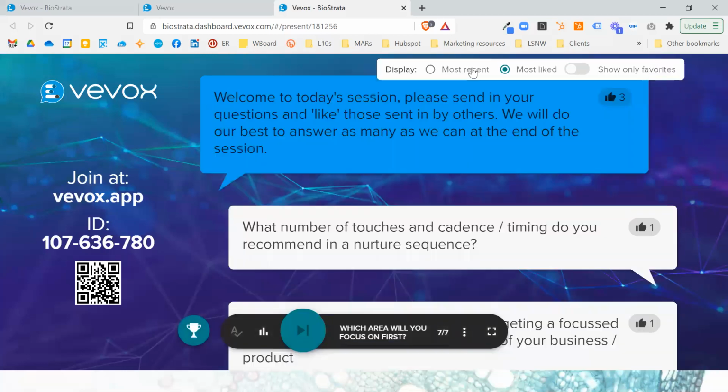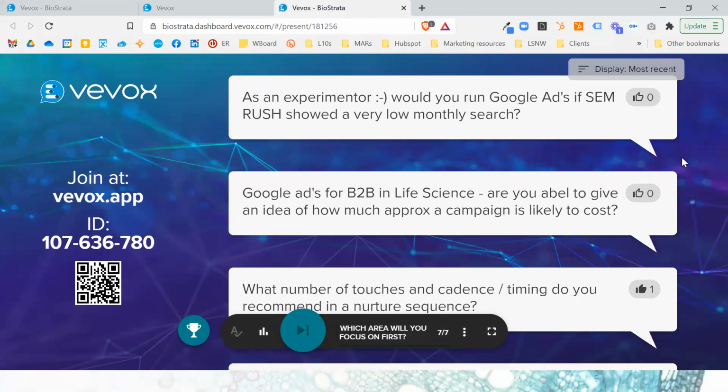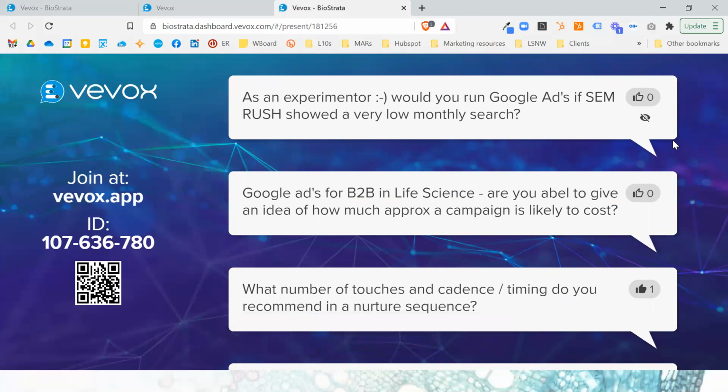Let me put this in terms of most recent because we've got some new ones coming in, which is great. As an experimenter, would you run Google Ads if SEMrush showed a very low monthly search? The short answer is yes. The long answer is research tools are fantastic, but there's still a lot to be said for thinking intelligently about the search terms and what people might realistically be looking for.